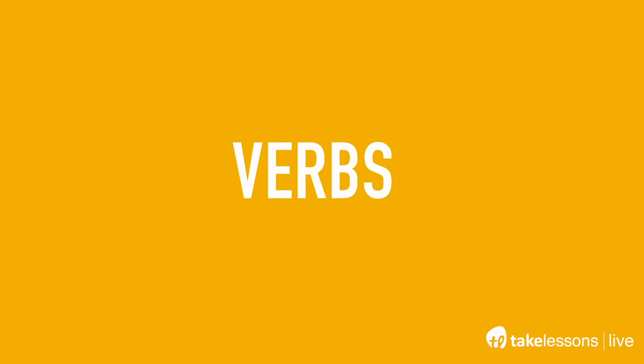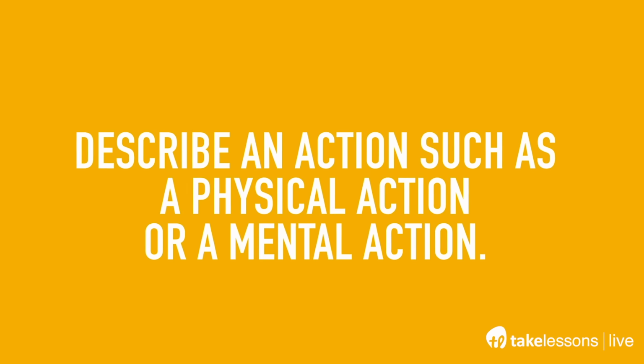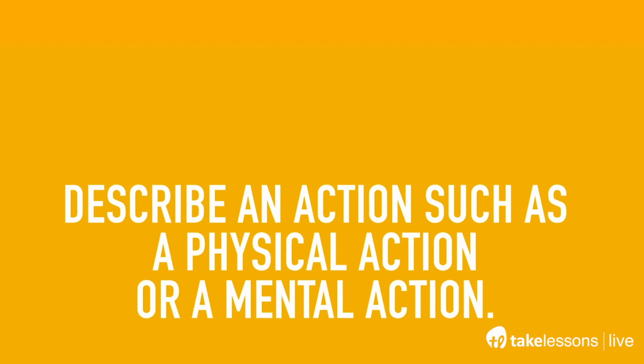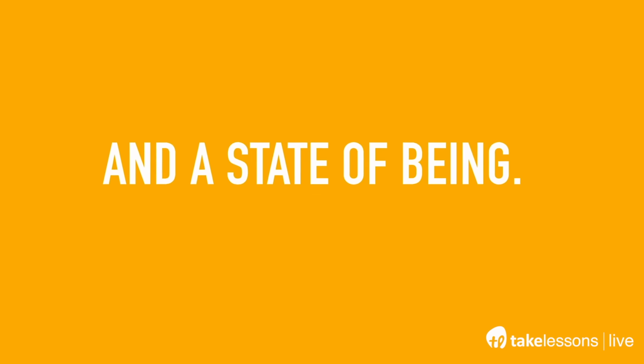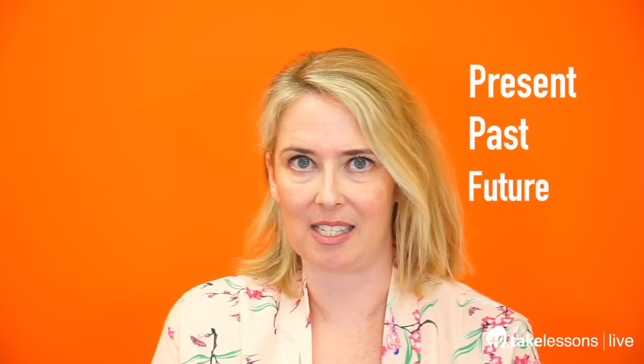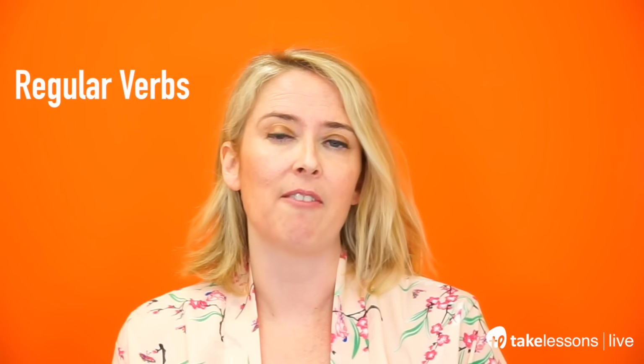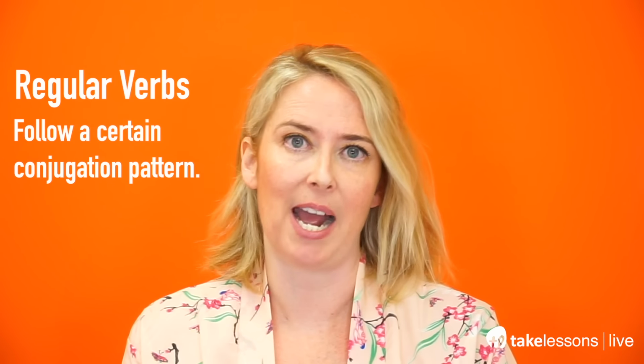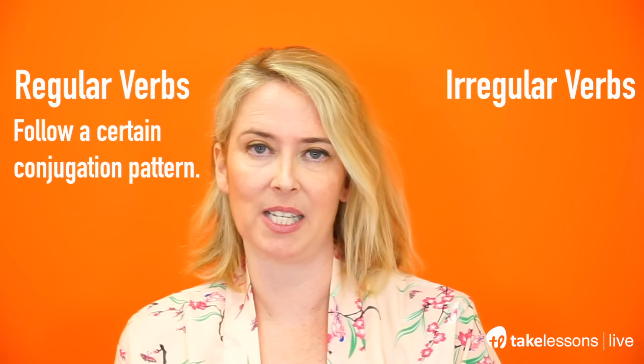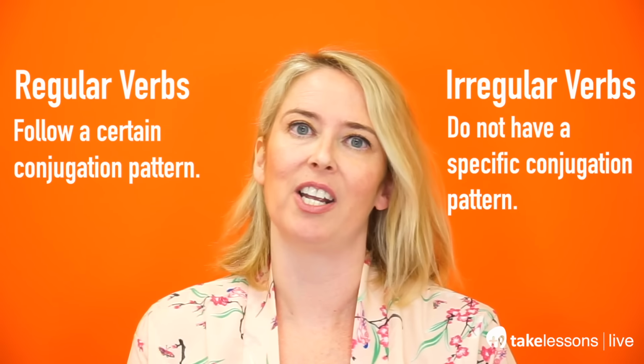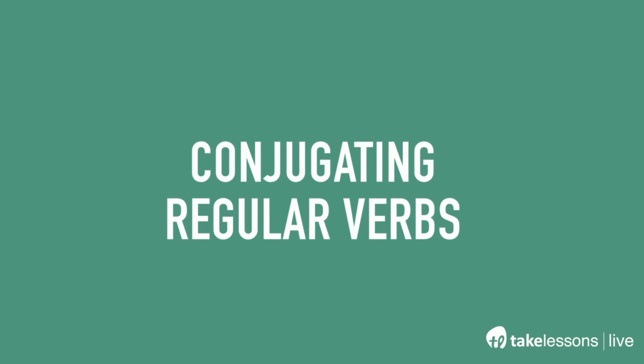Okay, let's talk about verbs. Verbs describe an action such as a physical action or a mental action, and a state of being. Verbs can be changed from the present tense to the past tense and the future tense. There are 2 types of verbs: regular verbs that follow a certain conjugation pattern and irregular verbs that do not have a specific conjugation pattern.